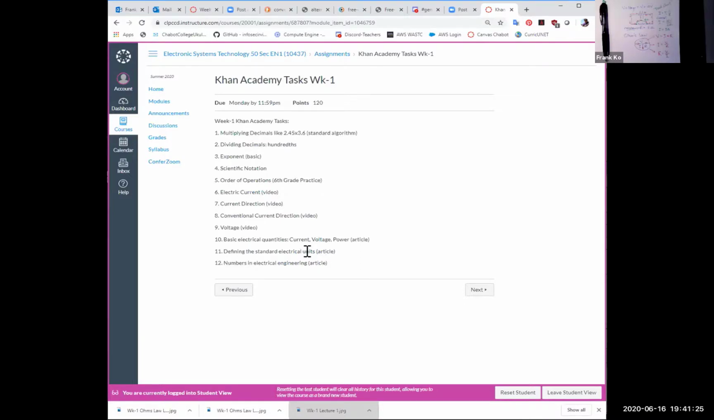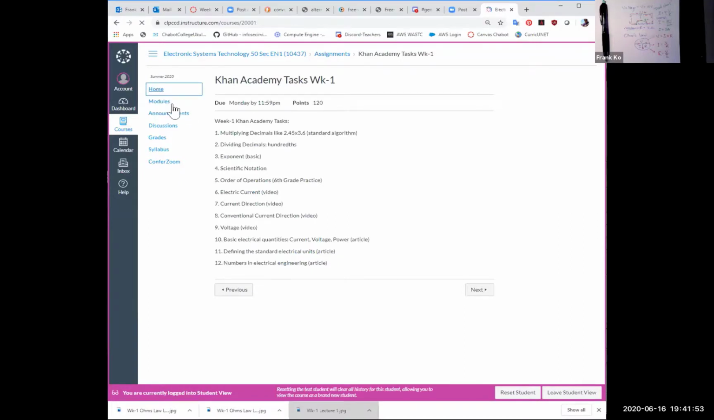Electrical units are indicated here, numbers used in electrical engineering. So these are good articles. And then some things we talked about in our PowerPoint. Order of operations, again, sixth grade level order of operations. So pretty basic stuff. And as I said, more than half of you have already completed all 12 of these. It's worth 120 points. And what's the due date on this? By Monday midnight, okay? So you've got plenty of time to get this done.